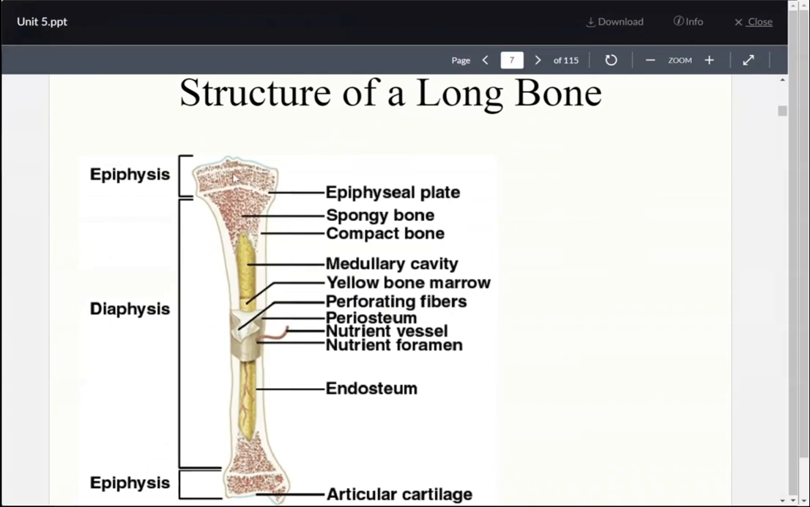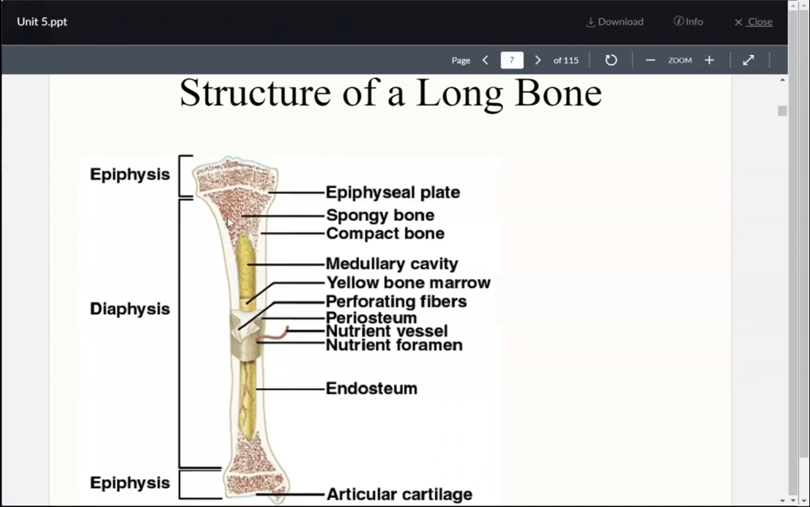They have an epiphysis at each end. These epiphyses are going to join at a joint with another bone. Then we're going to have an epiphyseal plate, otherwise known as a growth plate. This is where the growth in the bone happens, the elongation.